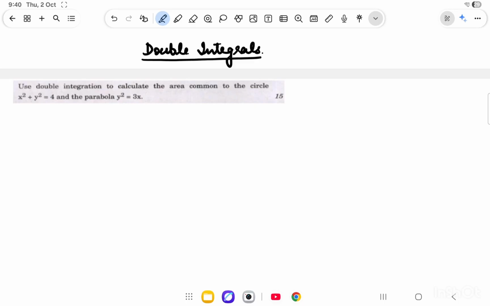So question 1 says: use double integration to calculate the area common to the circle x square plus y square equals 4 and the parabola y square equals 3x. So first, let's draw the figure of the circle and parabola and see what area is common between them. The equation of the circle is x square plus y square equals 4, so its center is 0, 0 and radius is 2 units.